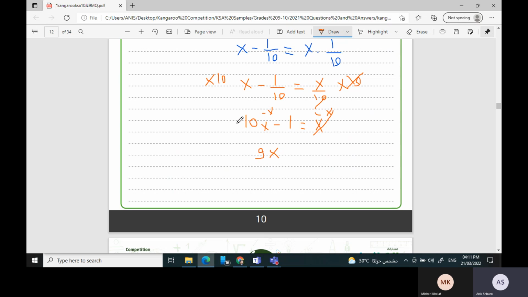If you are confused, always remember I have 10 bananas, for example. I took one banana from them. How many bananas do I have? I have 9 bananas left. Okay, so 9x minus 1 is equal to x minus x, 0. Now simply add 1, get rid of this negative 1. So I'm going to have 9x equals 1, and simply divide by 9 on both sides to get x equal to 1 over 9.